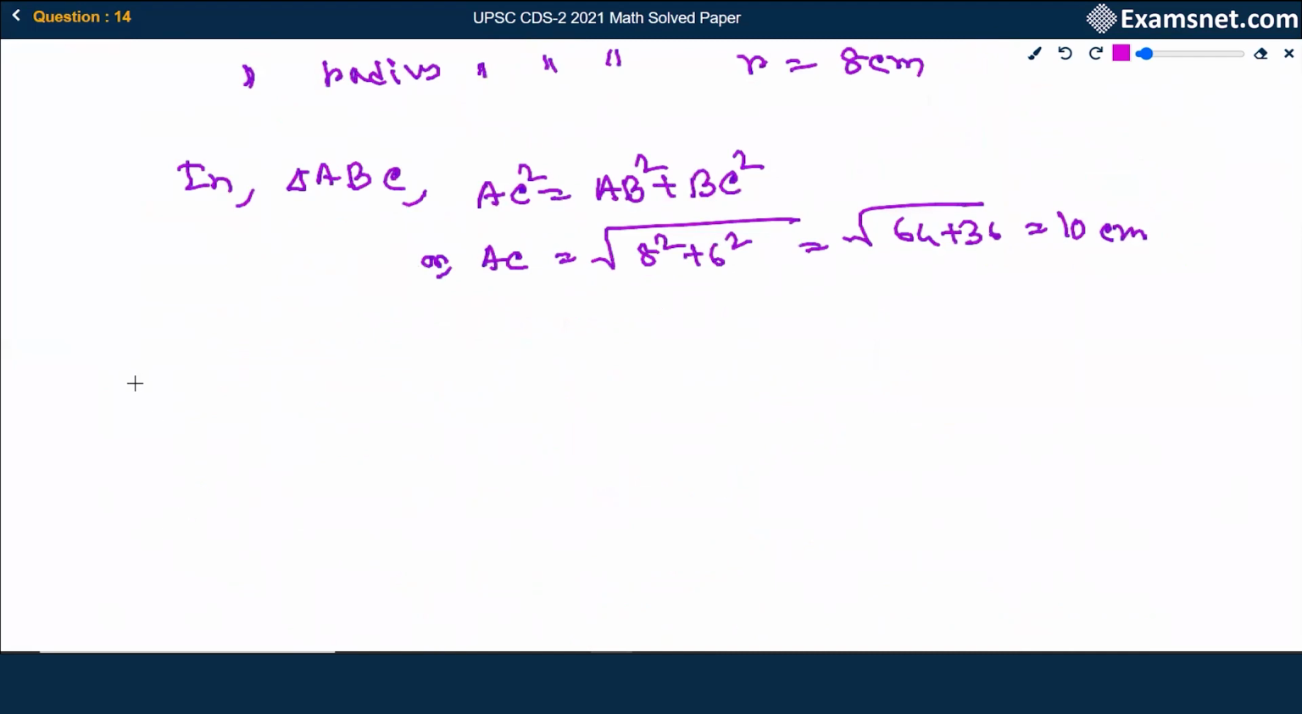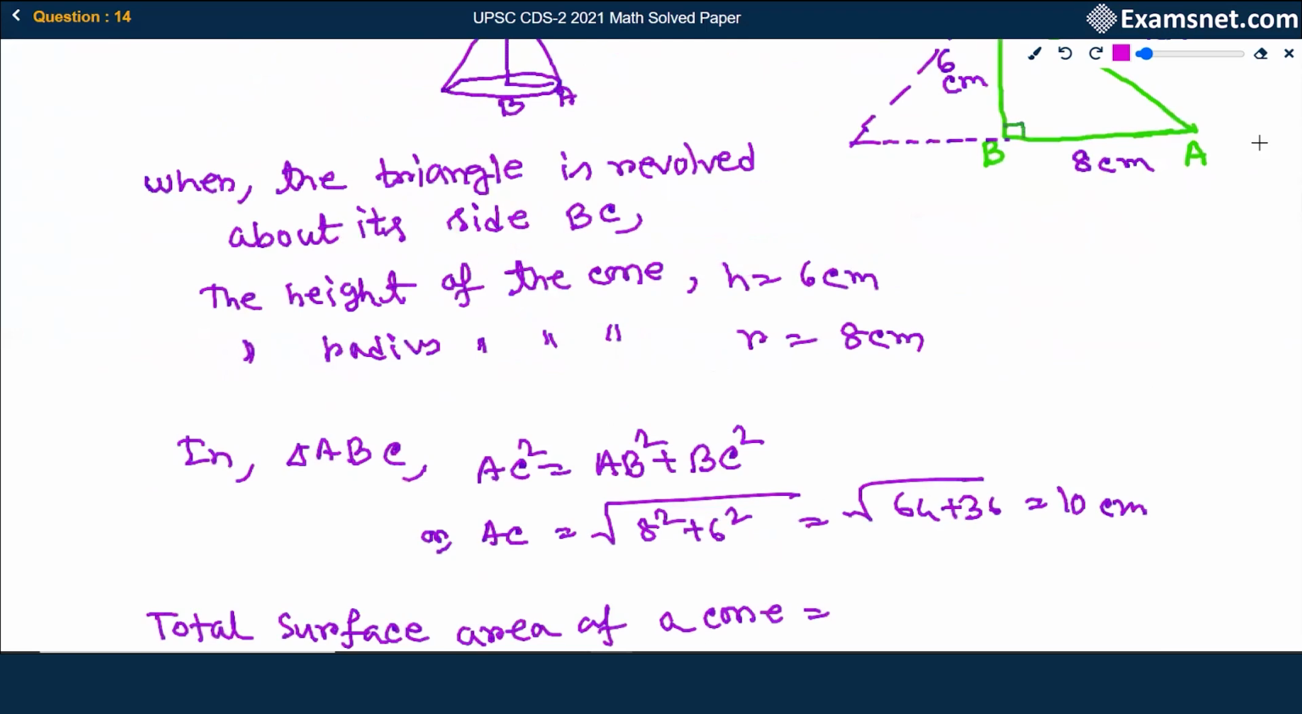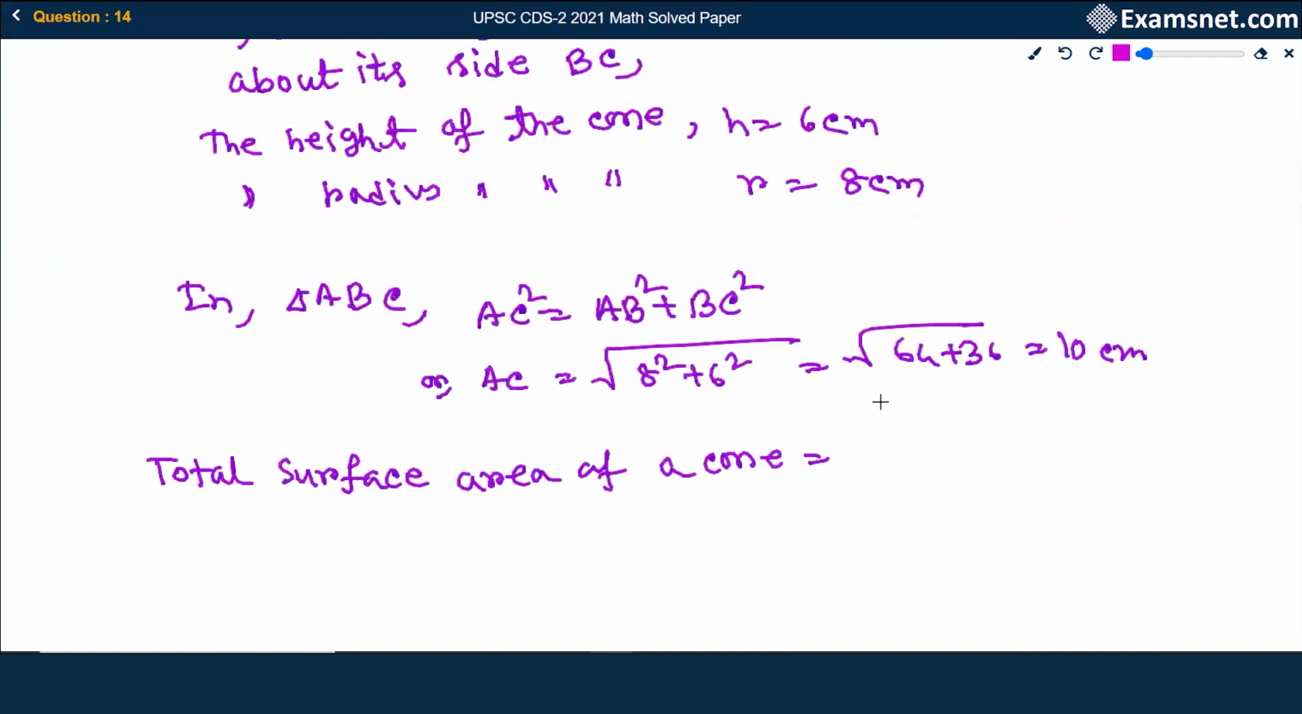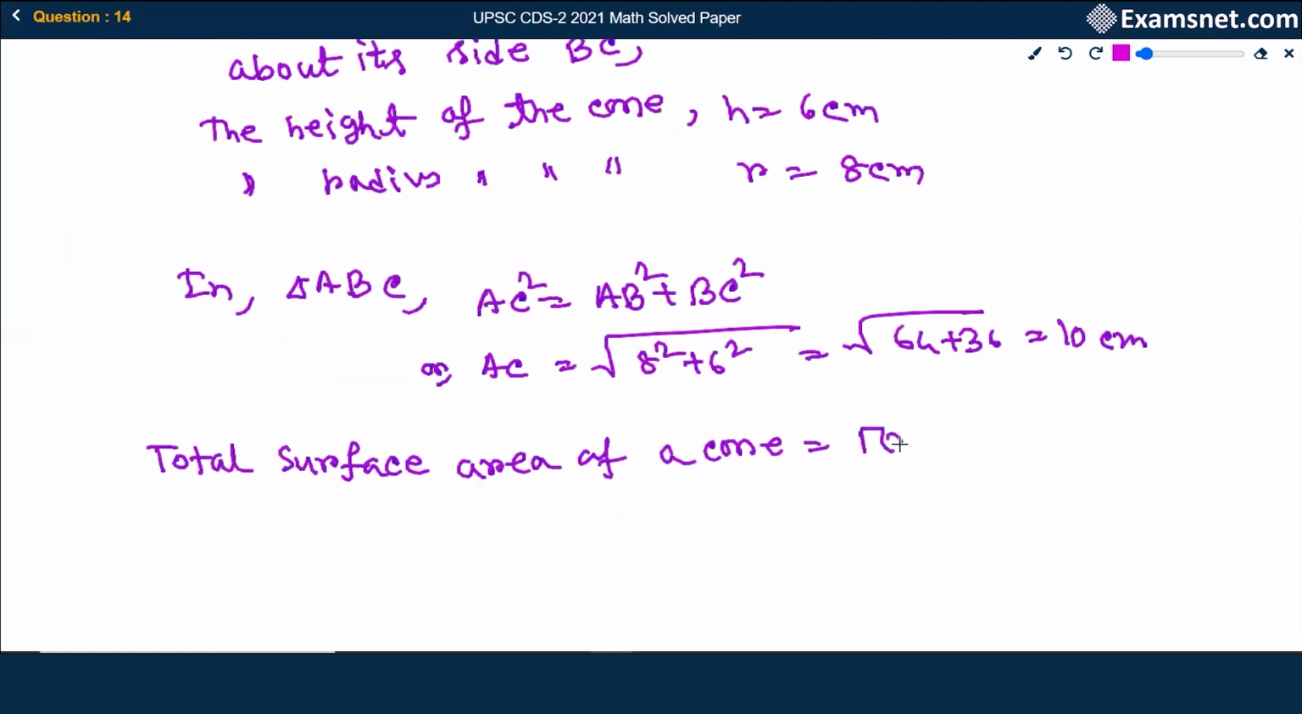Okay. Now, we are required to find the total surface area of the cone formed. So let's write the formula first for the total surface area of a cone. Here total surface area means the curved surface area plus the area of the base. So the formula for curved surface area is pi RL, and since the base is of circular shape, the area will be pi r square. Let's name it equation number 1.